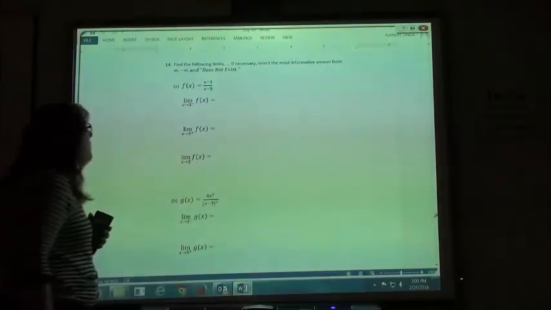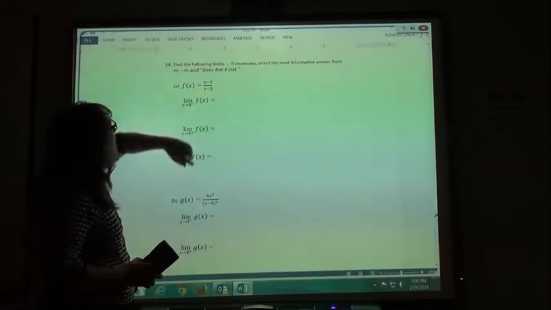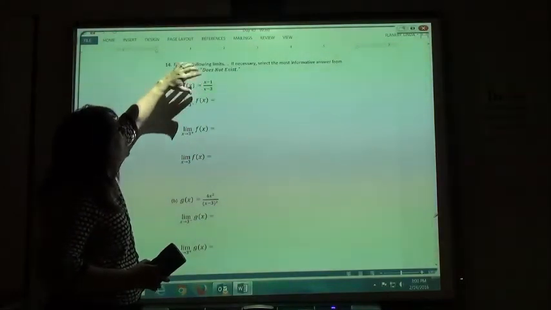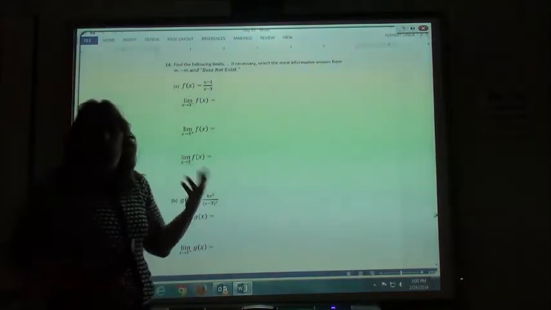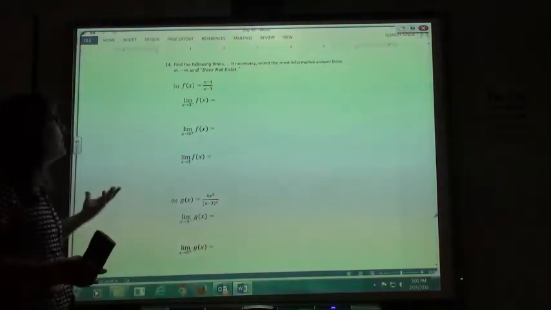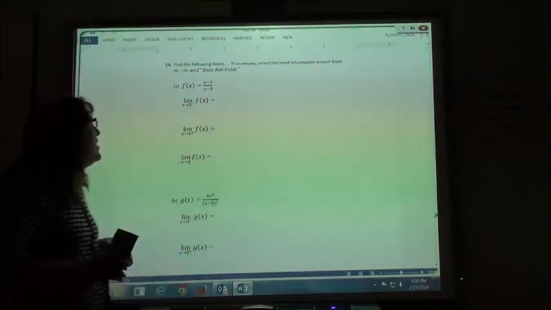So number 14, as I look at this one, I'm doing the limit as x approaches 3. Again, if I would put a 3 in there, 3 minus 1 is 2, but 3 minus 3 is 0, I would get 2 over 0. Since I have a number over 0, I know I'm either going to get infinity or negative infinity.